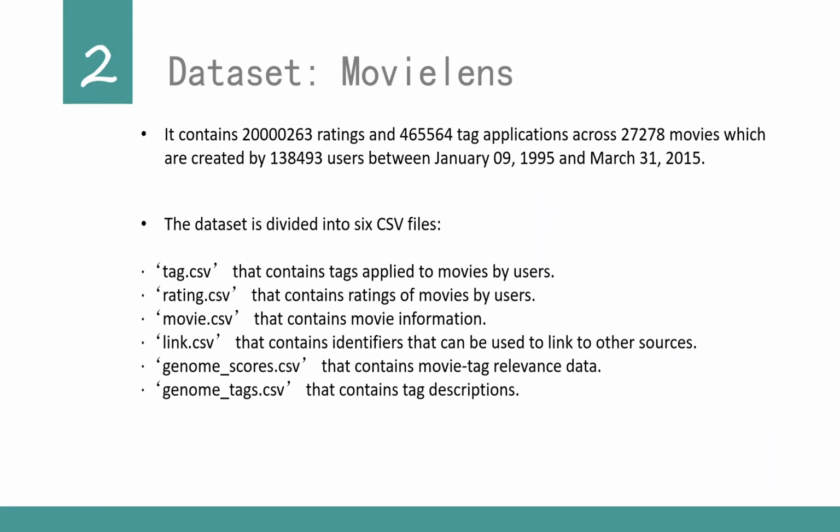The dataset we will use in this project is a Movie Lens dataset, which describes the rating and free text tagging activities from Movie Lens website. It contains 20 million ratings and 465,000 tag applications applied to 27,000 movies by 138,000 users. Users were selected at random for inclusion, and all selected users had rated at least 20 movies. Each user is represented by an ID and no other information is provided. It is divided into 6 files.